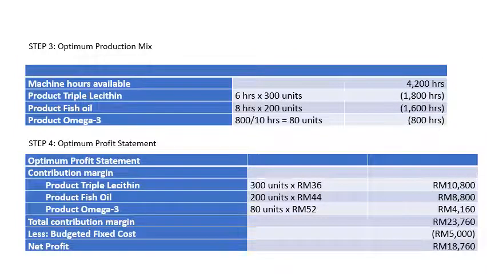Okay, then we proceed with step 3. Step 3, we identify optimal production mix, whereby you prepare production schedule. Triple lecithin is your first ranking product, so you produce according to maximum demand. 1 unit requires 6 hours. So if you produce 300 units, you will utilize 1,800 hours.